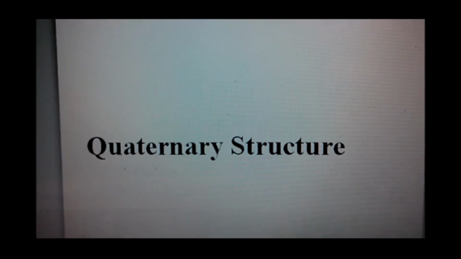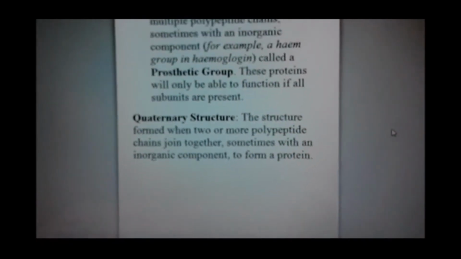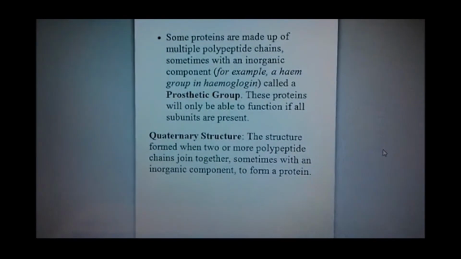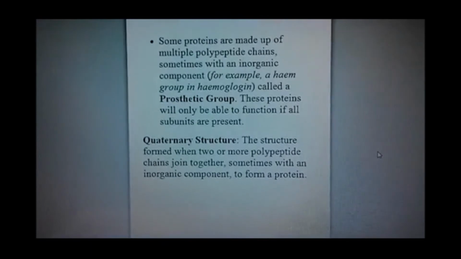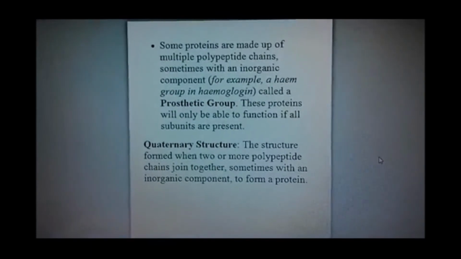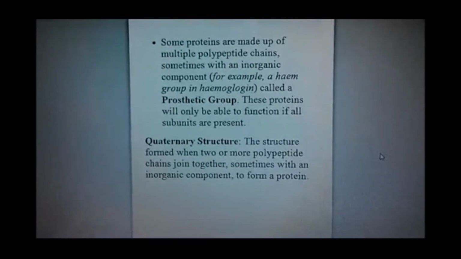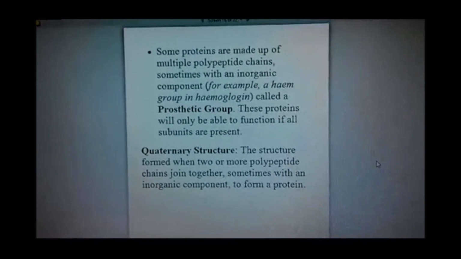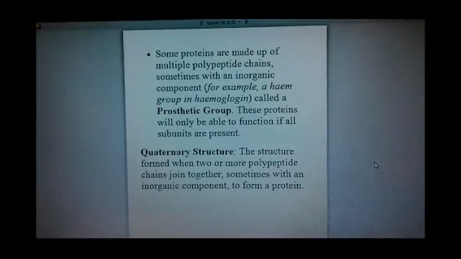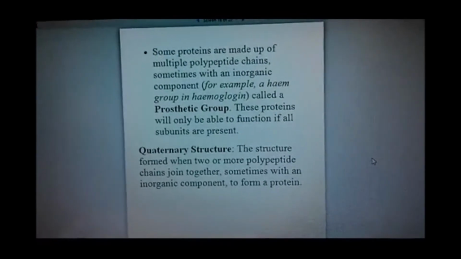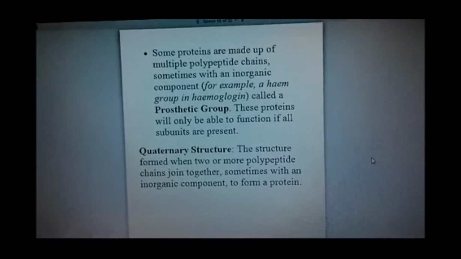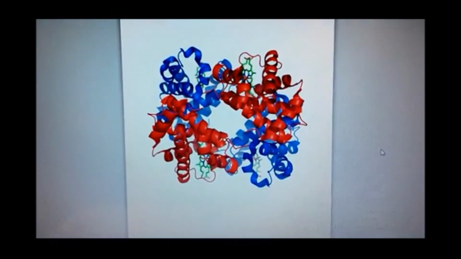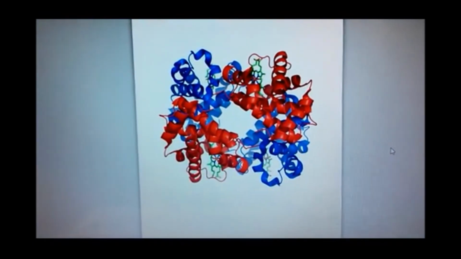Now we want to talk about the quaternary structure. Some proteins are made out of multiple polypeptide chains, sometimes with an inorganic component. For example, a heme group in hemoglobin, called a prosthetic group. This protein will only be able to function if all subunits are present. The quaternary structure forms when two or more polypeptide chains join together, sometimes with an inorganic component, to form a protein. This is a diagram for the quaternary structure.